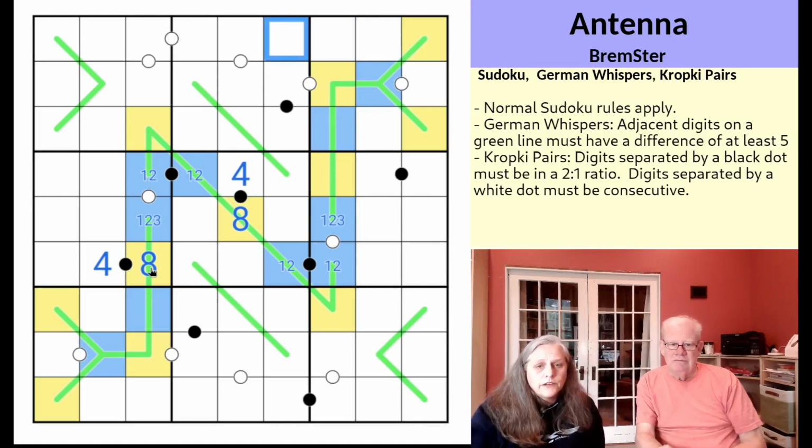So row 3, column 7, which is low, cannot be a 4. So it is also a 1, 2, 3.